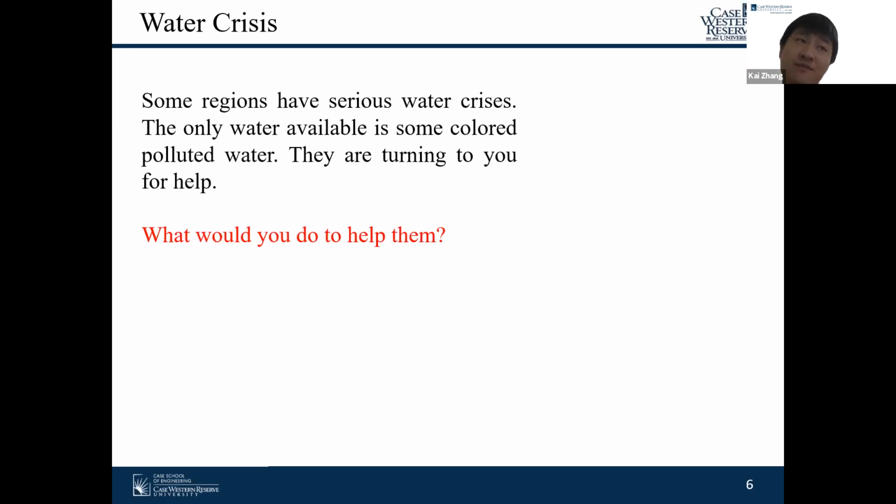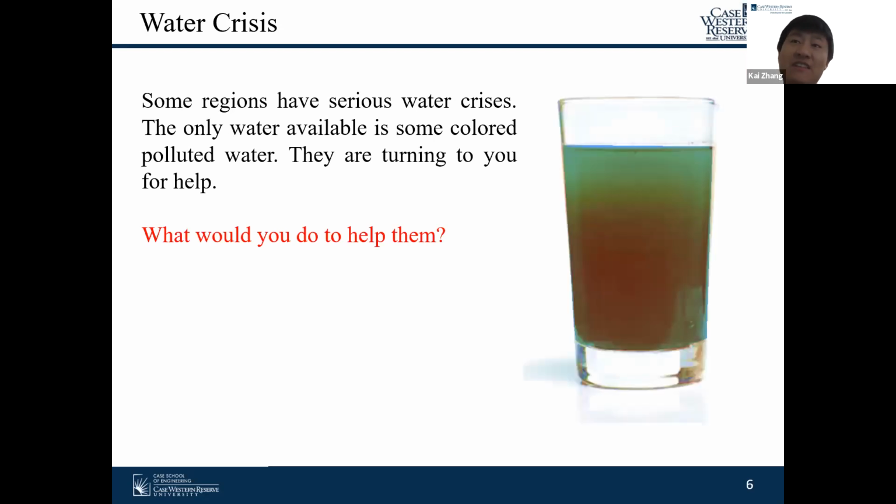There are some regions that have a serious water crisis, and the only water they can get is colored, heavily polluted water like this, and they're turning to you for help. Assuming you are an environmental engineer or water treatment engineer, what would you do to help them when you got this heavily polluted water?